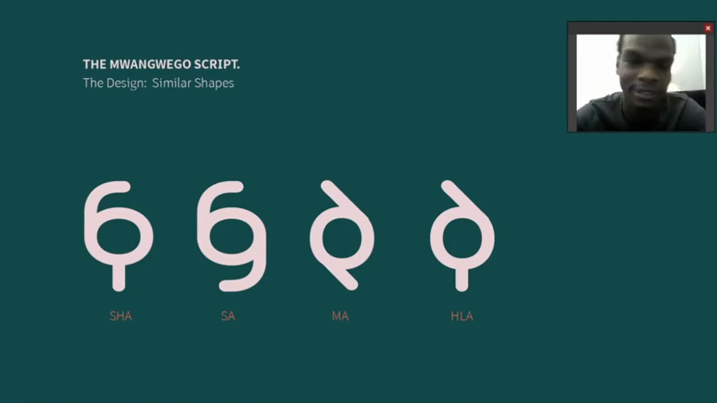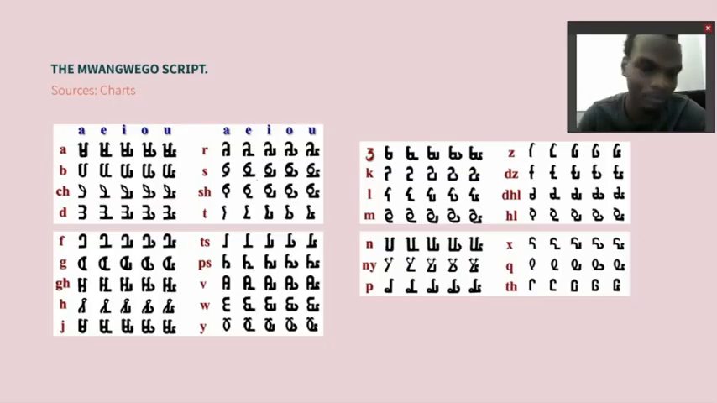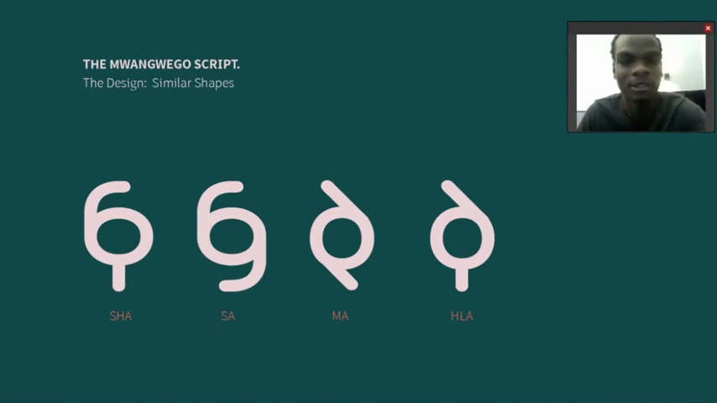Another thing that I considered was the similarity in shapes. When you look at the letters on the chart there, as you can see, the symbols for sa and sha look very similar with very little difference. And there are so many other symbols that look similar. And I think when I designed the font, I had to consider that and make sure that it appeared in whatever I was creating. And so there you can see the sha, the sa, the ma, the sa, and they all look similar.